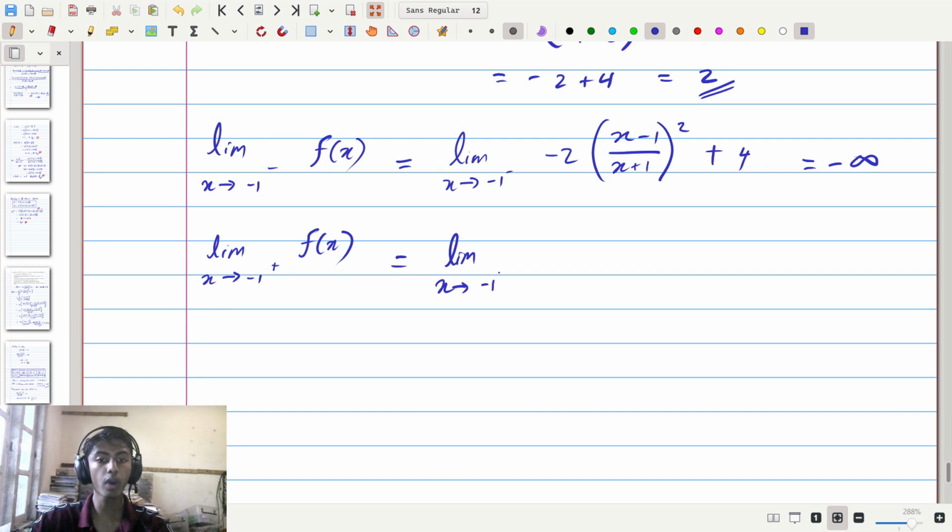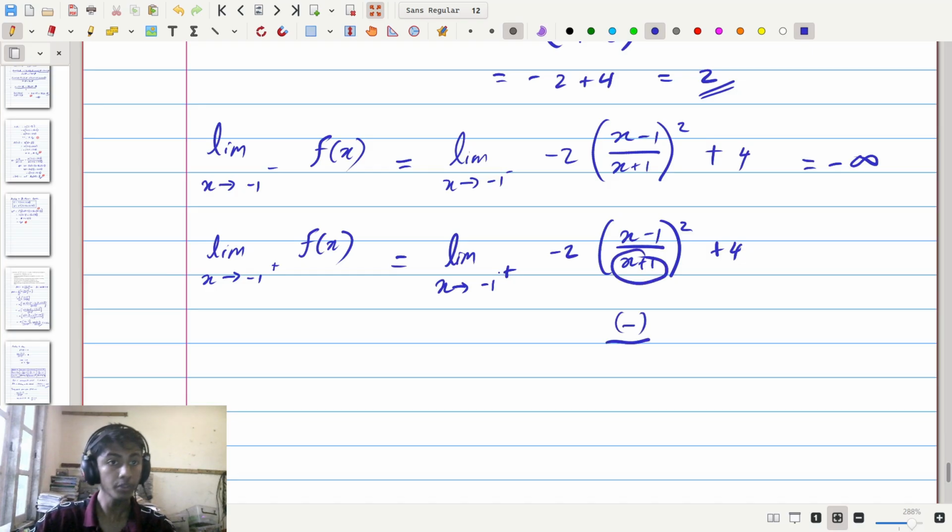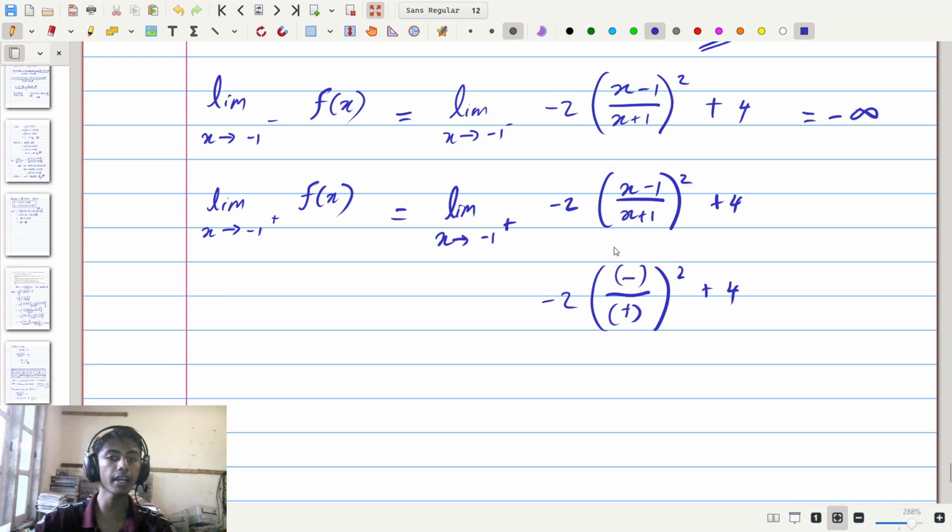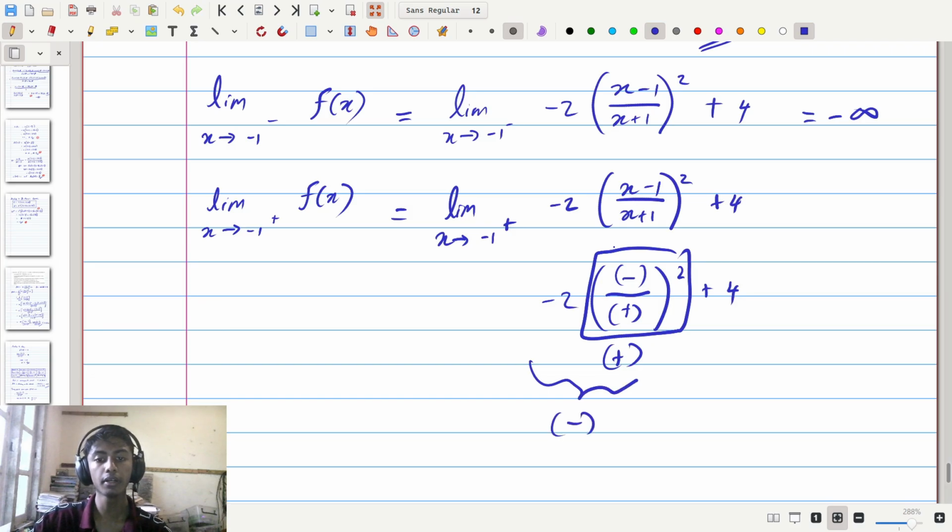Now similarly, if we consider the other limit here, for this limit we have the limit as x approaches -1 from the positive side of -2 times x minus 1 divided by x plus 1 squared plus 4. And in this, again if we consider the values on the inside, x minus 1 is going to be a negative number, so we have negative number divided by x plus 1, which in this case is a positive number, since the value of x is some value that is greater than -1. So we have negative number divided by positive number squared times -2 plus 4. Now considering that, even though we have negative number divided by positive number, which is a negative number here, when it gets squared, it's going to be a positive number. So this is a positive number times -2, which is altogether going to be a negative number plus 4.